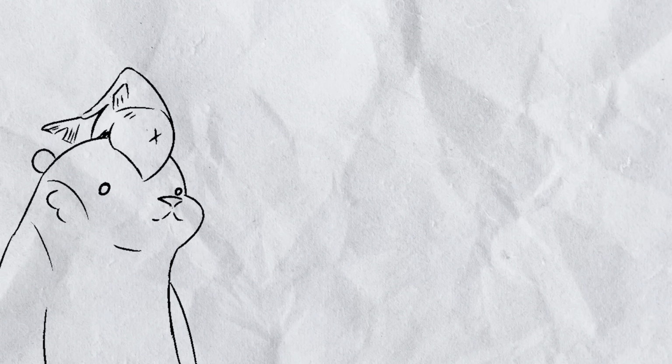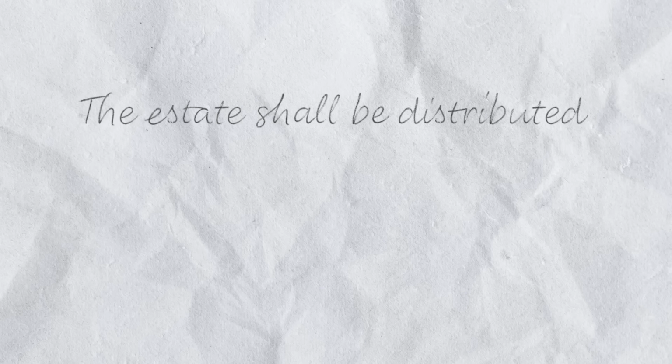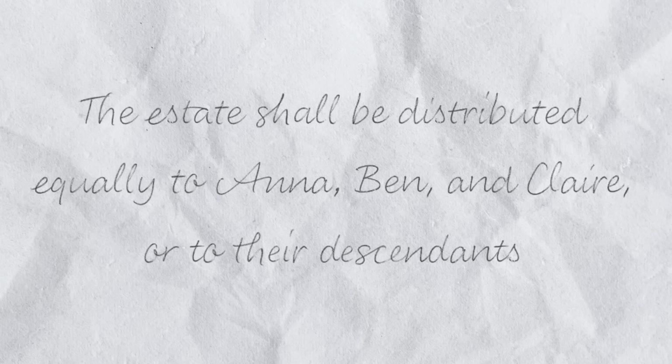Now you might be saying, well duh, but this study of meaning comes in handy in cases where sentences are ambiguous. Imagine someone in their will writes, the estate shall be distributed equally to Anna, Ben, and Claire or to their descendant. It may seem straightforward at first, but this sentence is ambiguous.